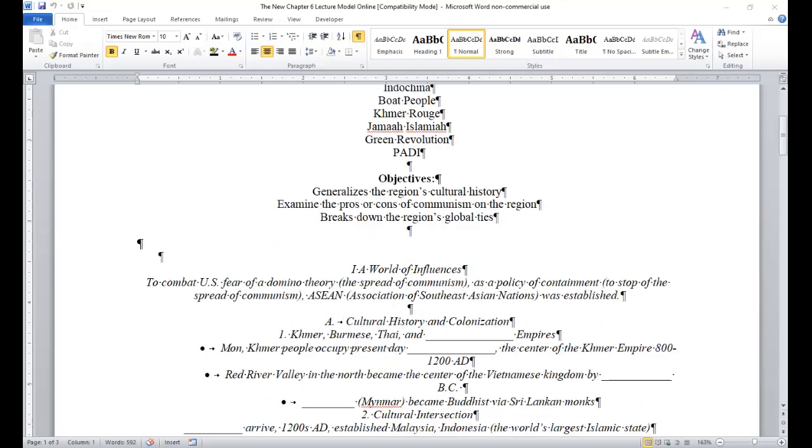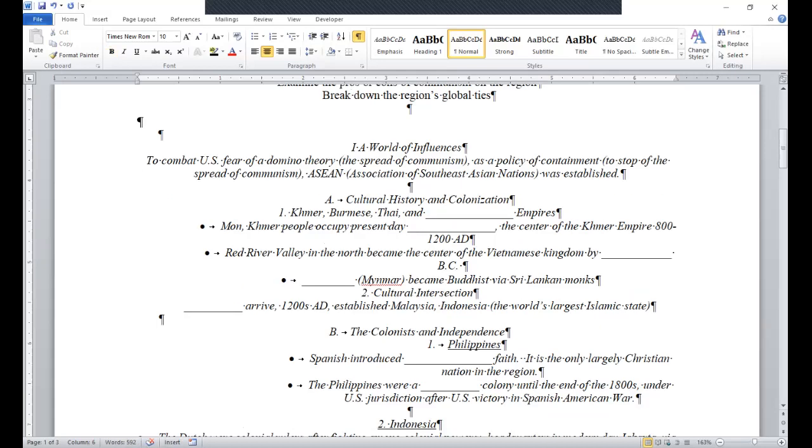Particular objectives for this chapter: we want to generalize the region's cultural history, examine the pros and cons of communism on the region, and then we want to break down the region's global ties. Let's dive into the lecture model here: a world of influences. Southeast Asia, world of influences.